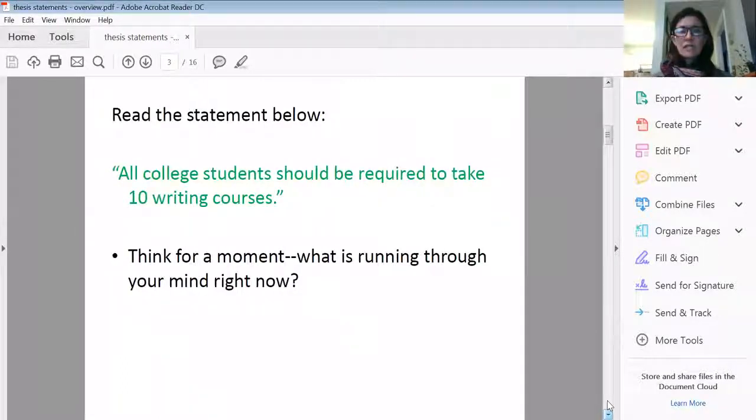So if you take a look at the statement below, all college students should be required to take 10 writing courses. Obviously, if you take a minute and think about this statement as a student, especially a student who's on the cusp of graduating, you're probably have a few ideas running through your mind right now about why I would say such a thing to you.